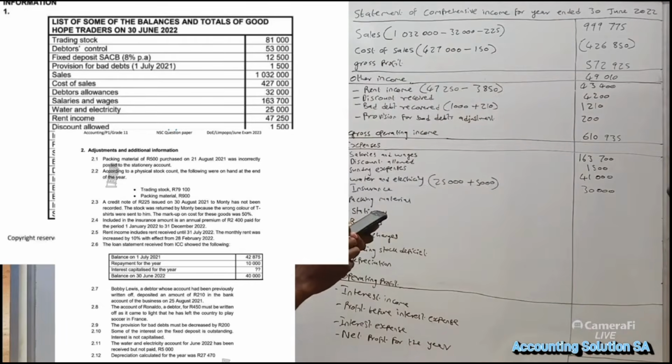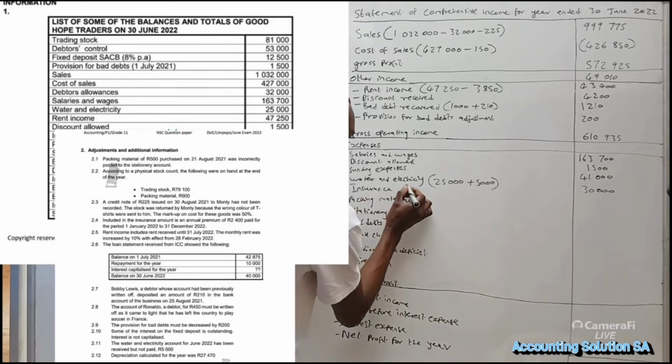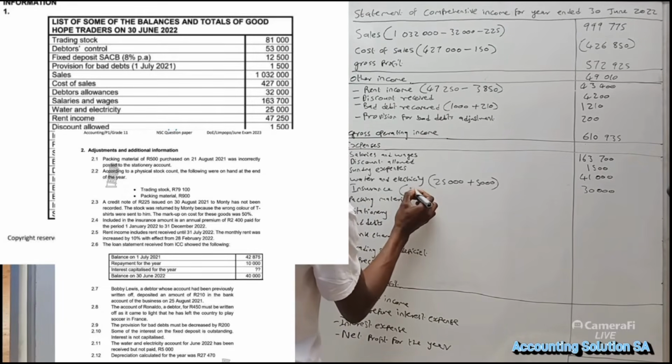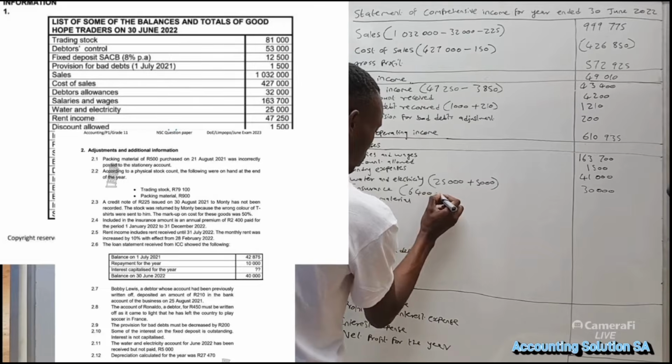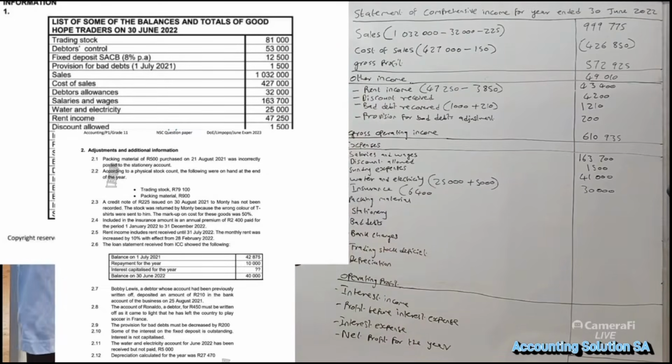Simple. Okay, now let's go to insurance. Insurance, we have to open a bracket because we have some workings that we need to do. The first one, we take it from the trial balance, which is 6,400. Then after that, we go to additional information and read. Additional information number 2.4 is the one for insurance: included in the insurance amount is an annual premium of 2,400 paid for the period of January 2022 to December.